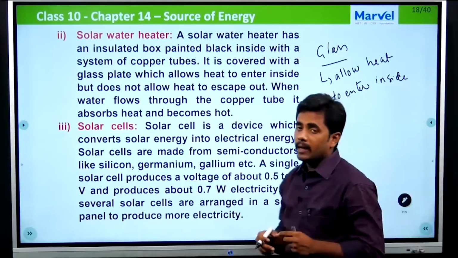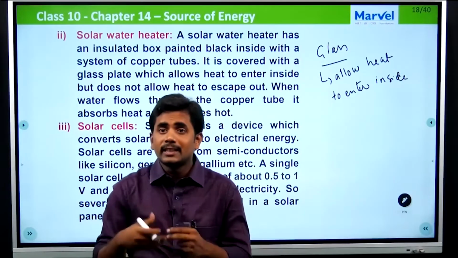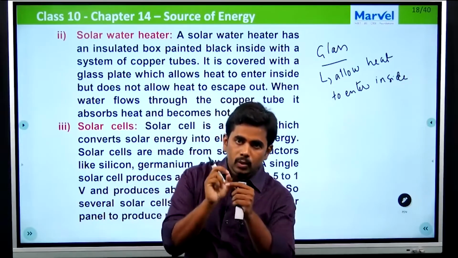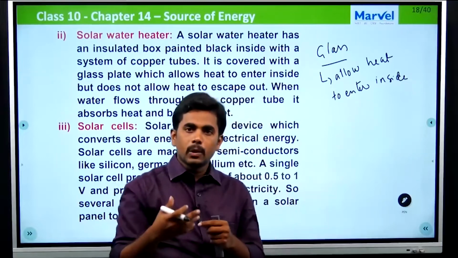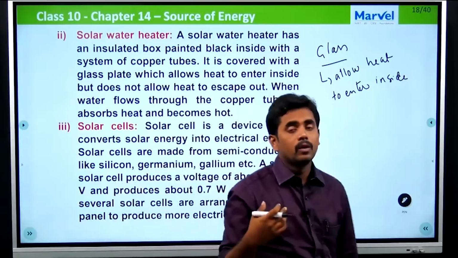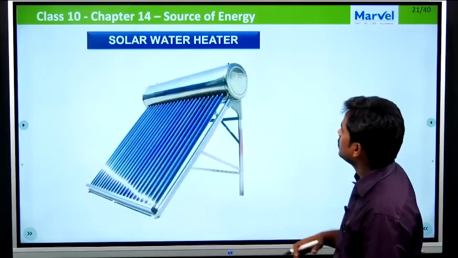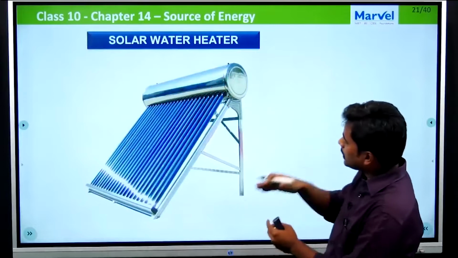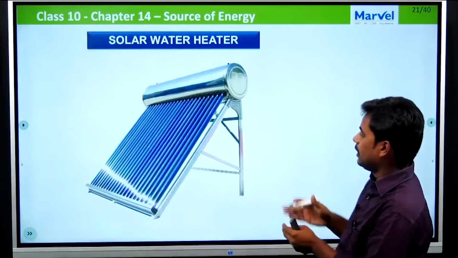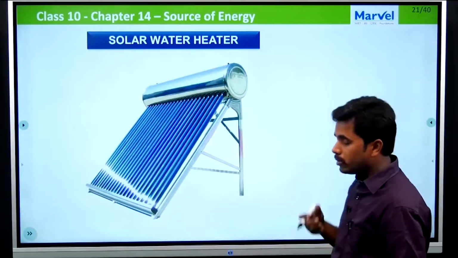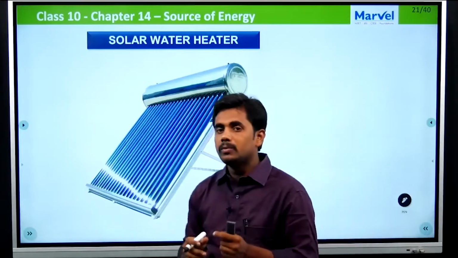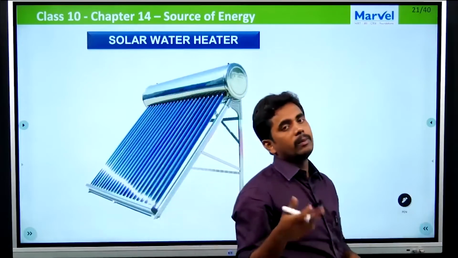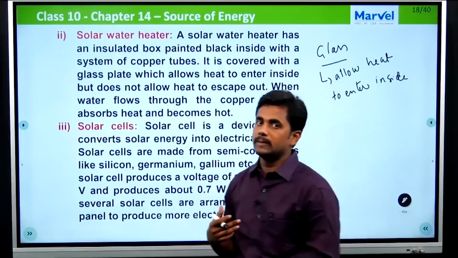It never allows the heat to escape, okay. So when the water is flowing through the copper tube, it absorbs heat and becomes hot. When the glass is placed, it allows the light inside, okay. So when the water is flowing inside the tube and it keeps producing heat energy, what will happen? The water will also become hotter over here, okay.